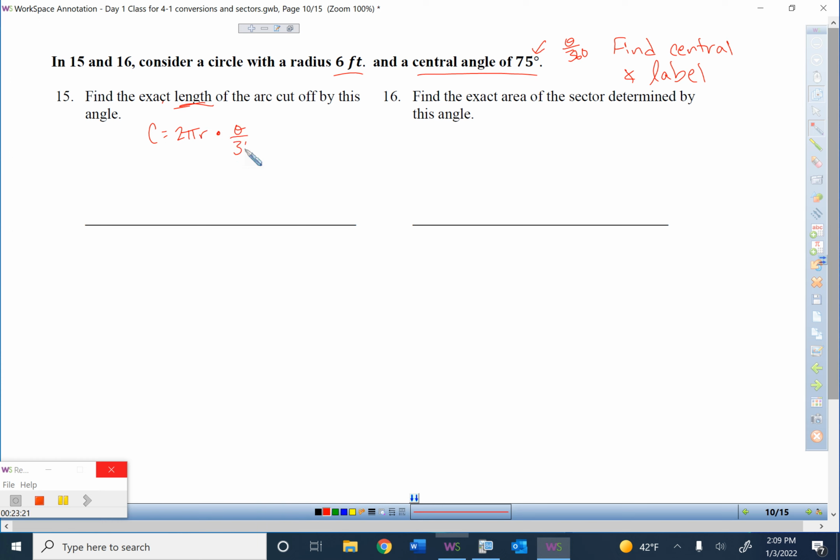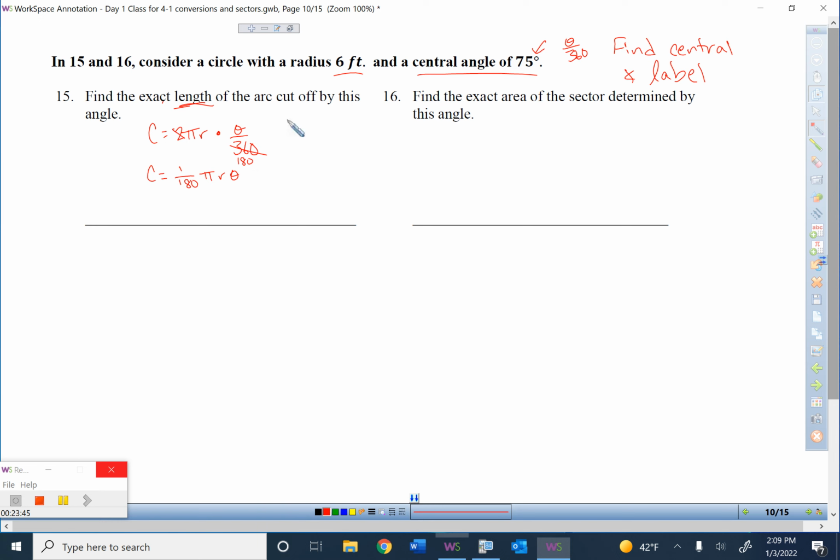That's what we decided. Again, we are always going to simplify the formula first. We don't have any pi's cancel out like this time, but we can reduce our 2 over 360 there. So C equals, this really is 180 here, but it's on the denominator, so 1 over 180, and then pi r theta. There's our formula, and then we're going to plug in our numbers.